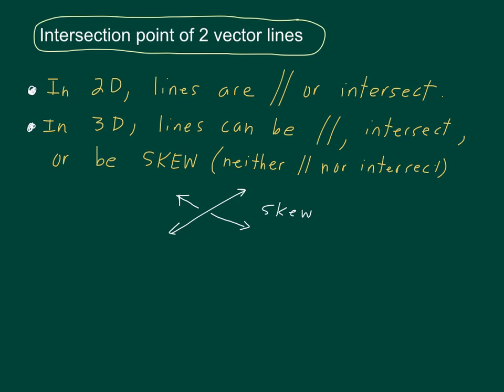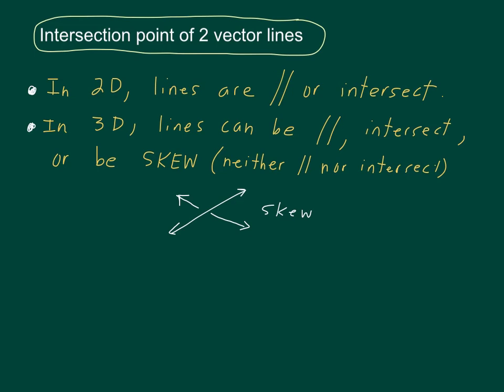So what we're looking at here is finding the intersection point of two vector lines. Just a quick review of some concepts. In 2D, there are two different possibilities for two lines: they could be parallel to one another or they could intersect. In 3D, we can have, of course, two lines that are parallel.